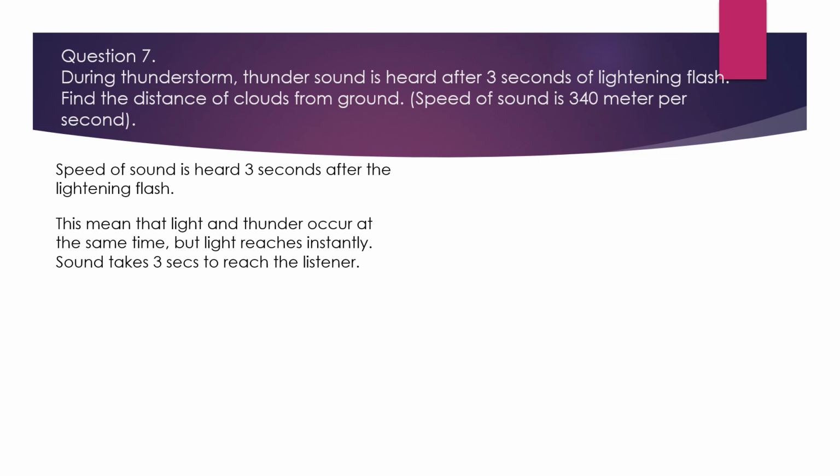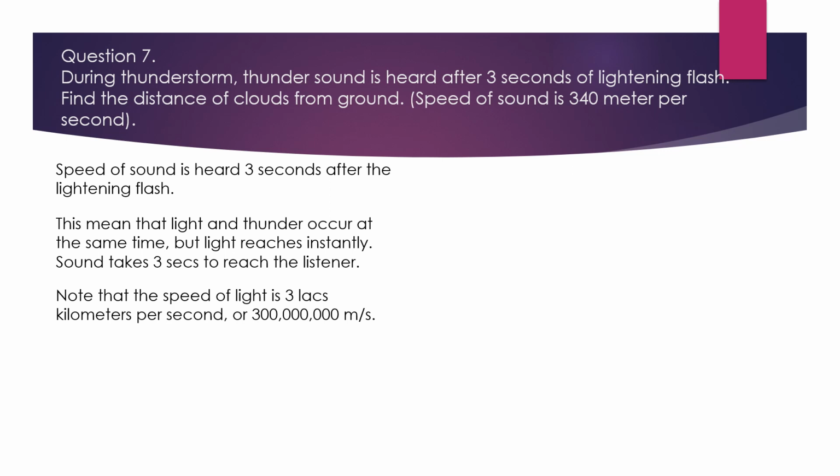When we say light reaches instantly, in fact, the speed of light is very fast. It is 3 lakh kilometers per second, or 300 million meters per second. So for the normal distances of clouds from the earth, the time that light takes to reach is so small that it can be ignored, so we consider it instant. So the time taken by the sound wave to reach the listener is 3 seconds, and the speed of sound is taken as 340 meters per second.